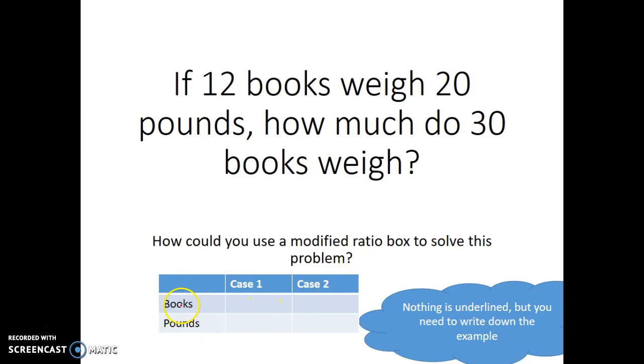So on my rows, I'm going to have the pounds and the books. And I'm going to look up here and say, okay, so in the first case, I have 12 books, and that weighs 20 pounds. And in the second case, I have 30 books, and I want to know how much they weigh. So this is the thing that I don't know. I could put a question mark here. I could put the variable that I like the best, X, or maybe B for books, something like that. And now that I have this ratio box, we know that we can use this ratio box to write some proportions. So I can say that 12 over 20 is equal to 30 over X. This is the proportion that I could write.